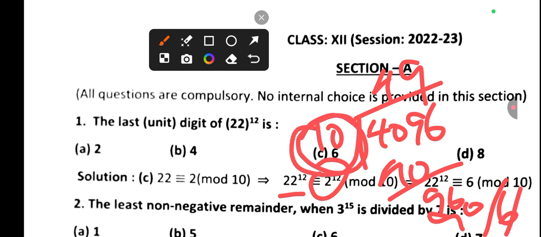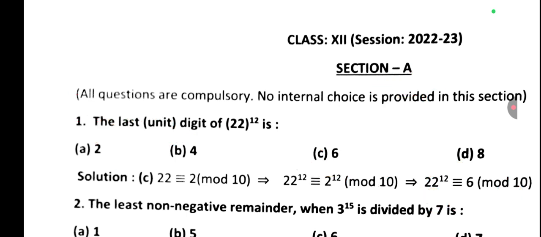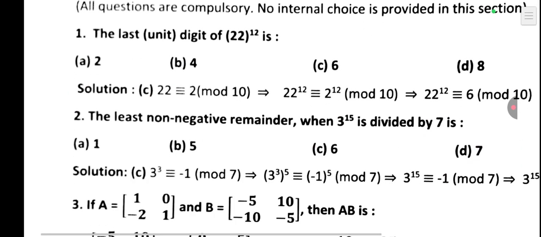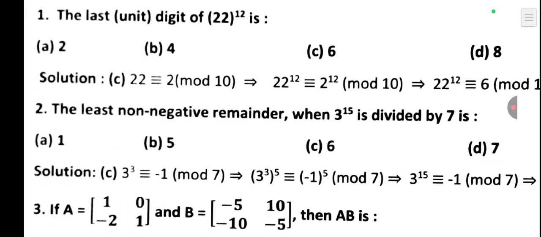Sir, should I find 2 power 12 directly? Sir, may I find 2 power 6, which is 64, and from that I will do it, sir? It's your wish. They have done it here, but it is our wish how to do it. But at last, the same answer, children. Hope you understood. Now let's go to the second question.